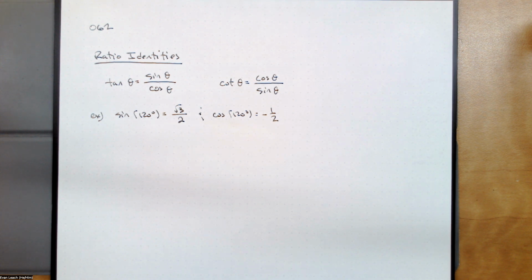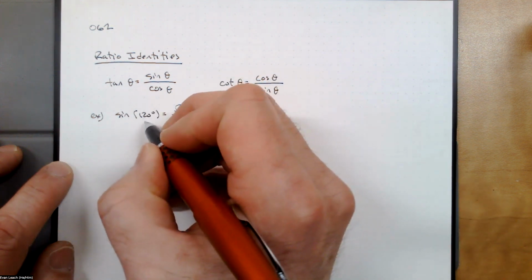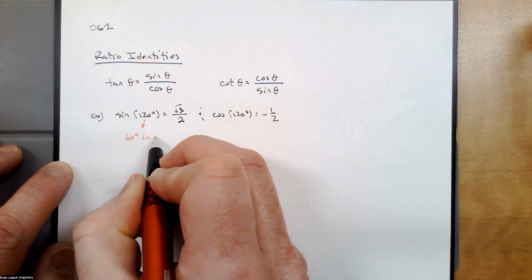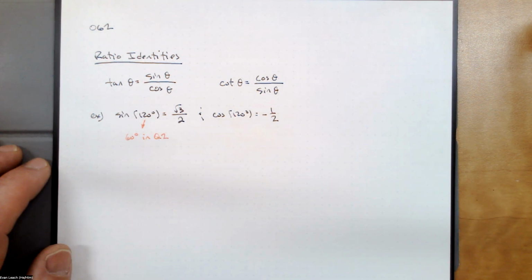So like we saw in our unit circle, here are some values that we know. Sine of 120 is √3/2. And cosine of 120 is -1/2. We know it's √3/2 because 120 is 60 degrees in the second quadrant where sine is positive. Cosine will be negative in the second quadrant. So we see that 120 and we think this is 60 degrees in quadrant 2.